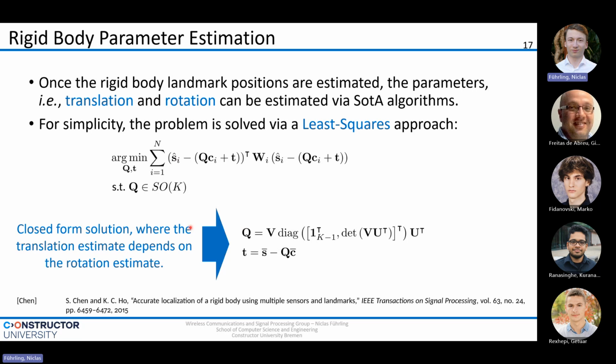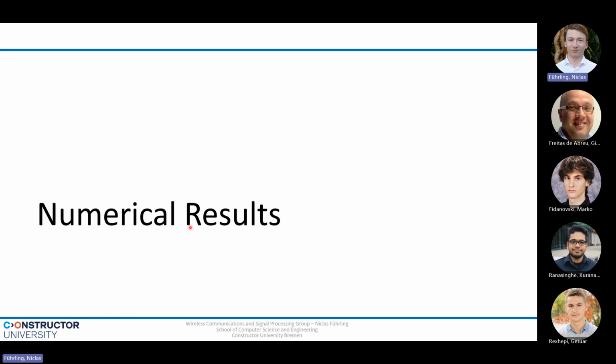But I also want to highlight that, of course, we can use any method that requires an estimate of the landmark points to find the T and the Q. This was just a proof of concept, basically.